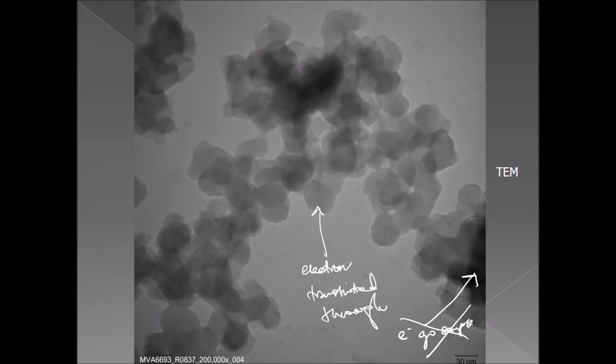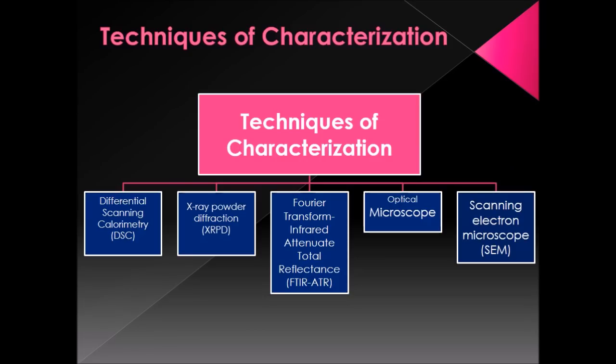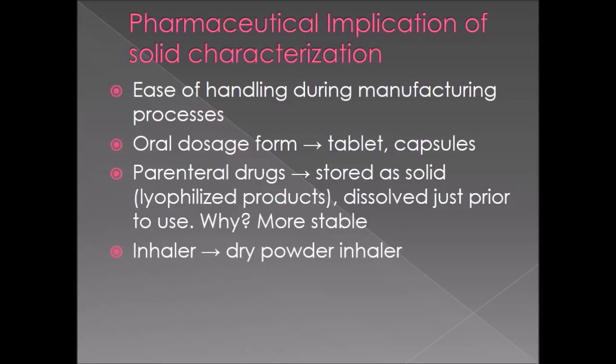And that's where we end the techniques of microscopy. So now we are done with all the techniques of characterization, which include DSC, X-ray, FTIR, microscopy, and scanning electron microscopy. So what is the implication of solid characterization for the pharmaceutical area? Since different inter- and intramolecular interactions, which include hydrogen bonds and van der Waals forces, will be present in different crystal structures and different polymorphs, they will have different free energy, and therefore different physical properties such as solubility, stability, density, and melting point.